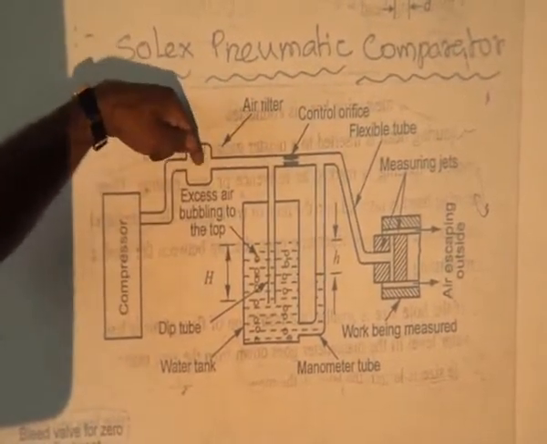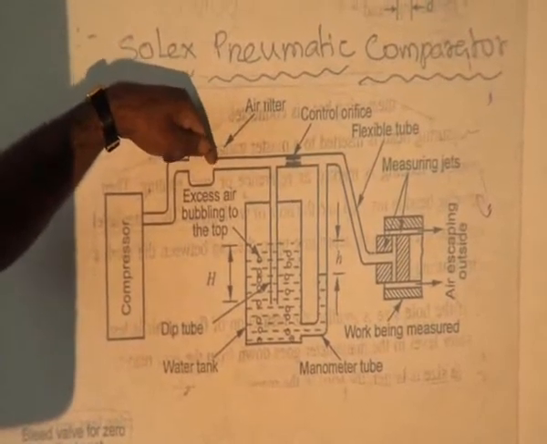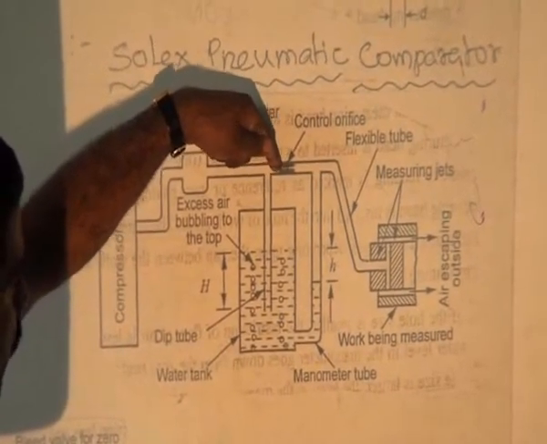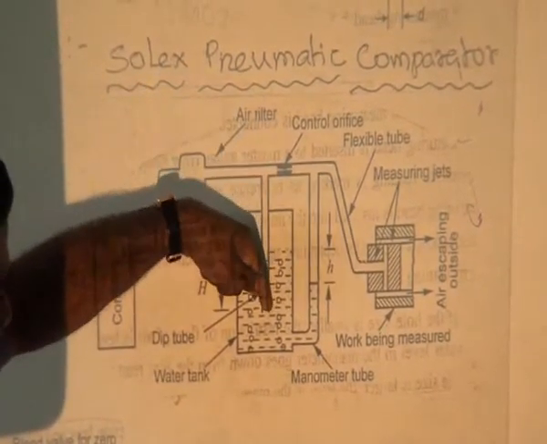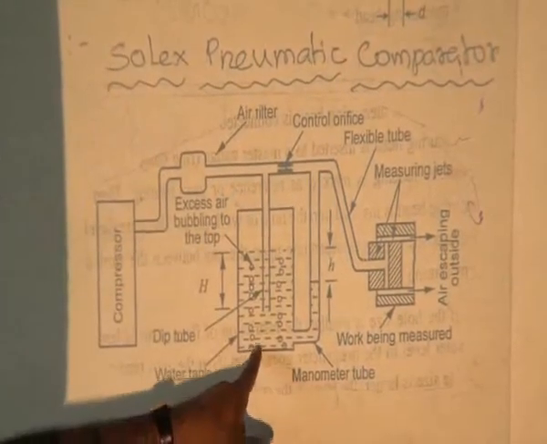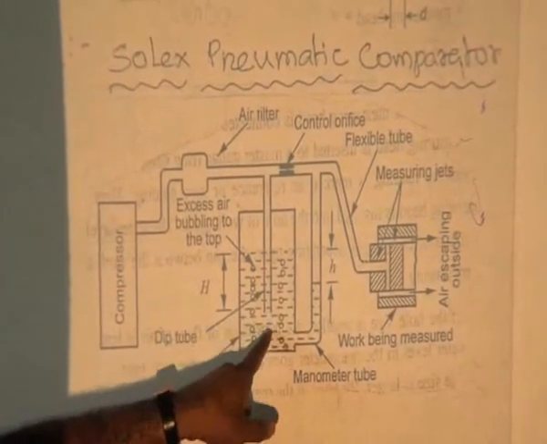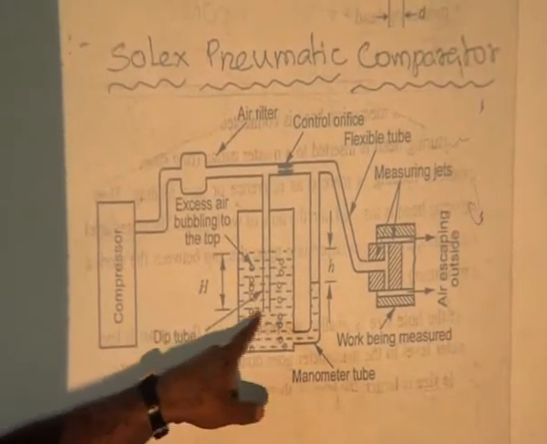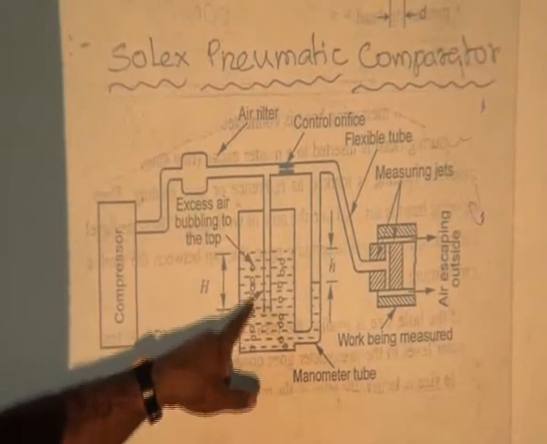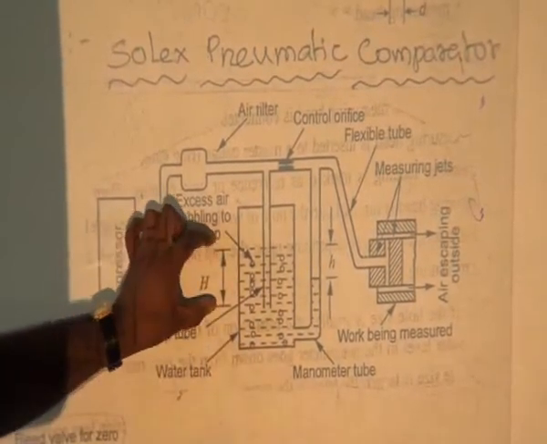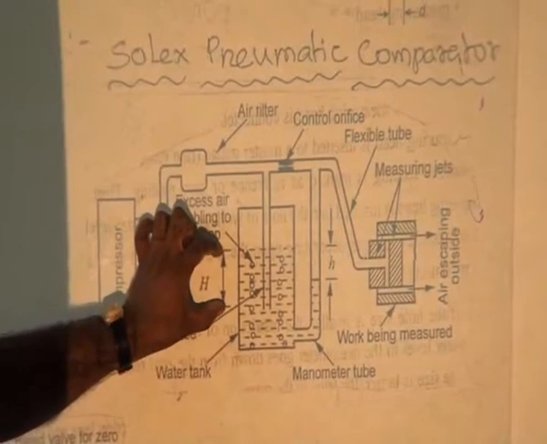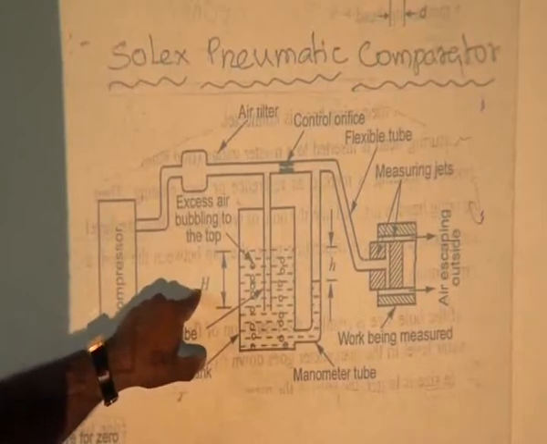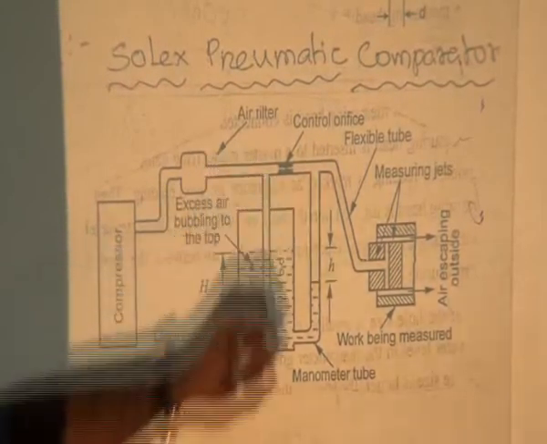The excess air, suppose the compressed air is more, will enter through this control orifice, and automatically, due to the back pressure, it will enter inside the water tank. Due to this, the excess air is converted into air bubbles in this tank, bubbling to the top. That's why the variation of this height is maintained, and the capital H height is maintained at the standard level. That is the main thing.